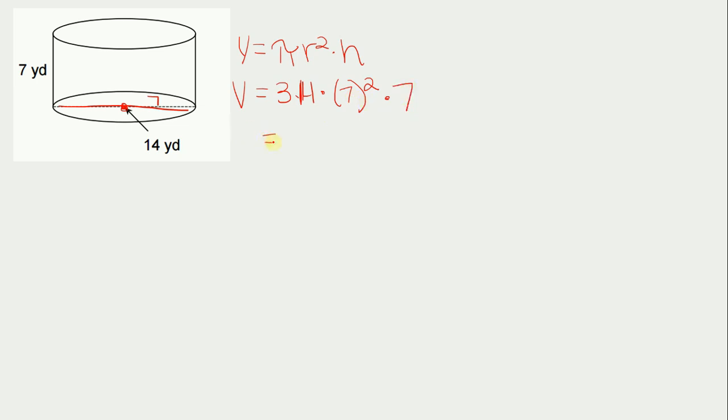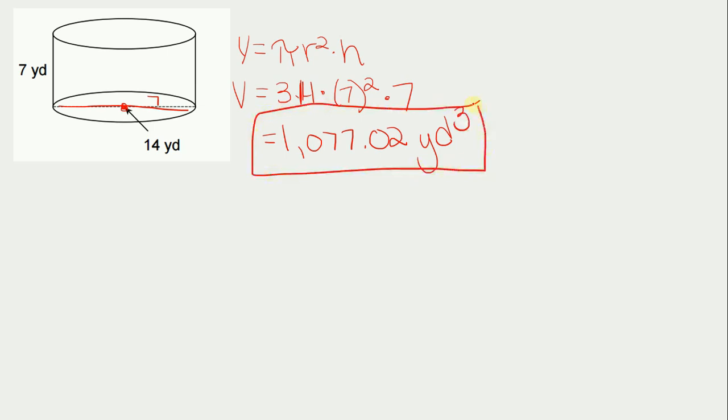So we need to figure out what is 3.14 times 49, because that's 7 squared, times 7, which is an answer of 1077.02. This would be yards cubed.